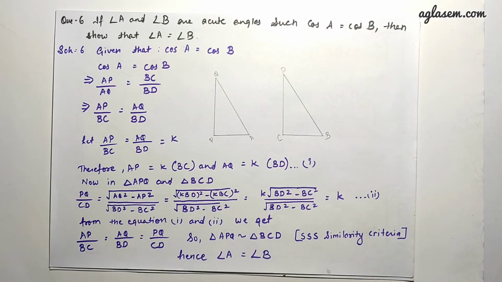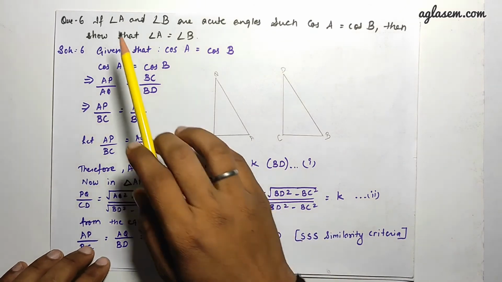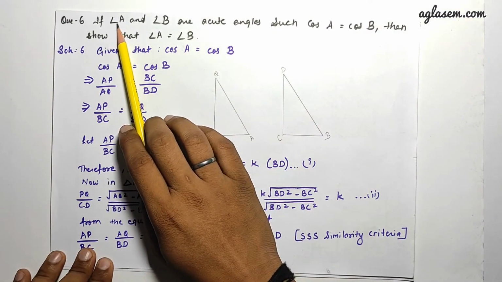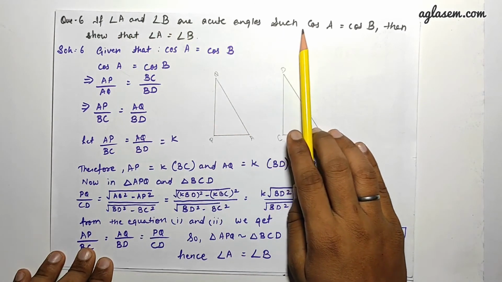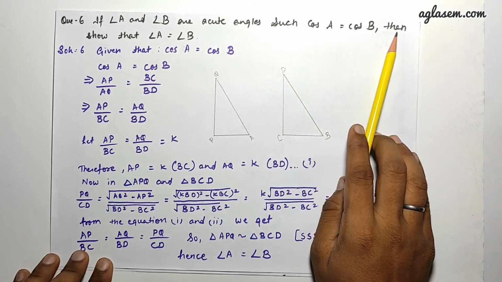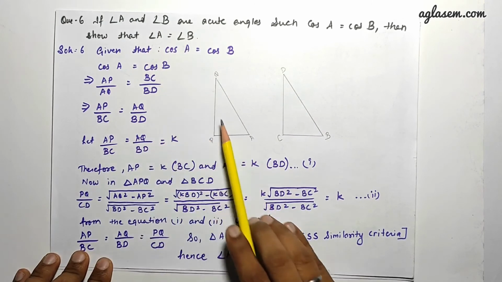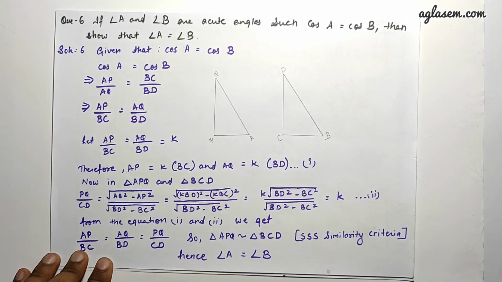So let's come to the last question, that is question number 6. Question number 6 says, if angle A and angle B are acute angles such that cos A equals cos B, then show that angle A is equal to angle B. So let's solve the question.